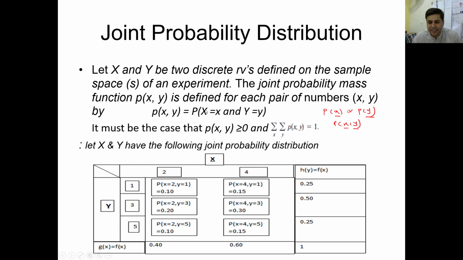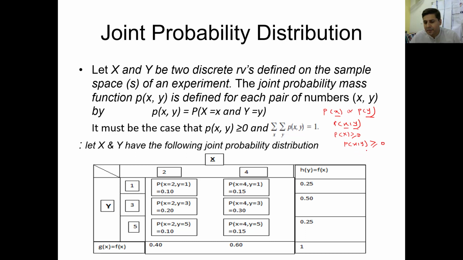So x will be related to the random variable, the event which occurred in x, and y will be the event which occurred in y. It must be the case that p(x,y) is greater than or equal to 0, and when you sum it, it will be equal to 1. You remember, in the single probability distribution, we always consider that probability of x will be greater than or equal to 0, because the total probability is equal to 1, and the values may be between 0 and 1, but it will never ever be less than 0. Similarly, for the joint, it will be greater than or equal to 0.